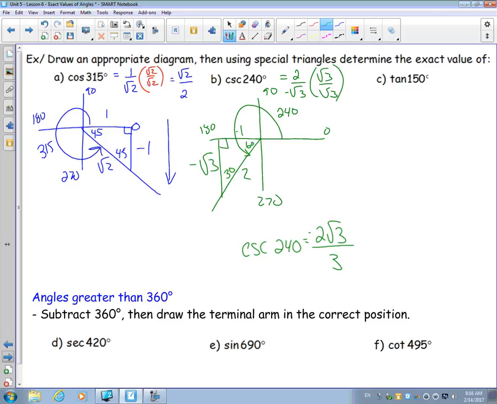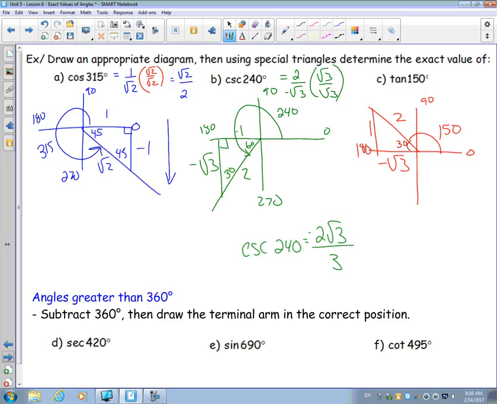Okay. Try the last one. Tan of 150. Draw my diagram. 0, 90, 180. 150's got to be in there with the x-axis. That's 150, so the inside's got to be 30 to make 180. Beside 30 is root 3. Hypotenuse is 2. Root 3, 2, 1. Any negatives? Yeah. I went to the left.